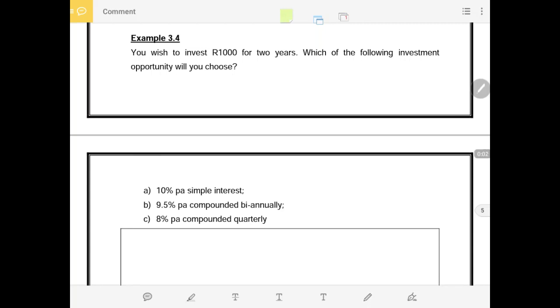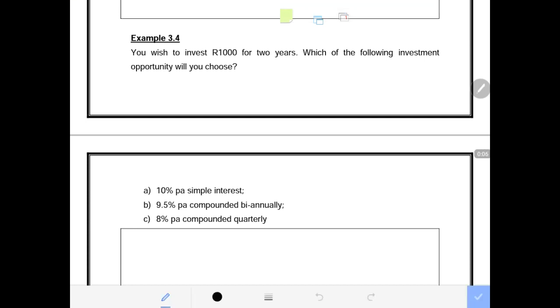Good day, students. Once again, we are still in the topic of compound interest. And now I will be recording example 3.4, which I highlighted previously to be a very lovely example where we compare simple interest with compound interests at different rates compounded at different times.